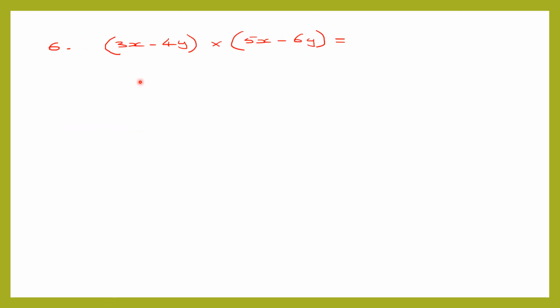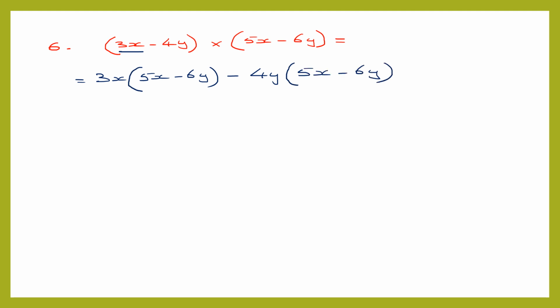Question 6. Here we are going to multiply a binomial with a binomial. So we take the first term of this binomial, that is 3x, and we multiply it with the whole of the second binomial, which is 5x minus 6y. Then we take the second term of the first binomial, that is minus 4y, and multiply it with the whole binomial.